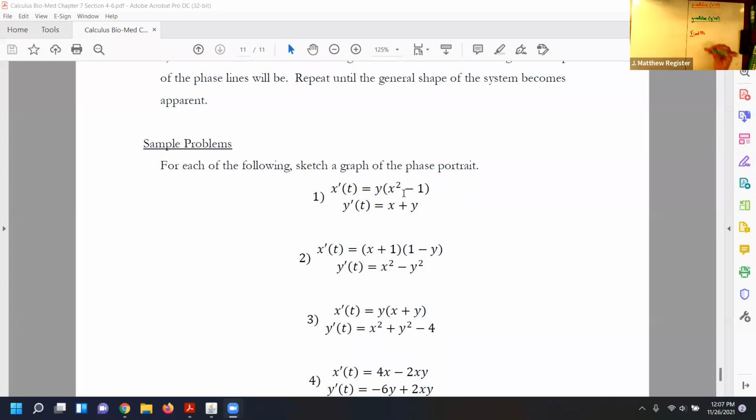There we go. With this problem, we are going to be saying x prime of t is equal to y times (x squared minus 1), and y prime of t is equal to x plus y. That's convenient. We've seen that one.